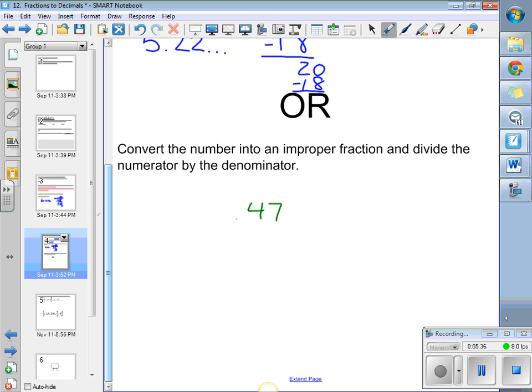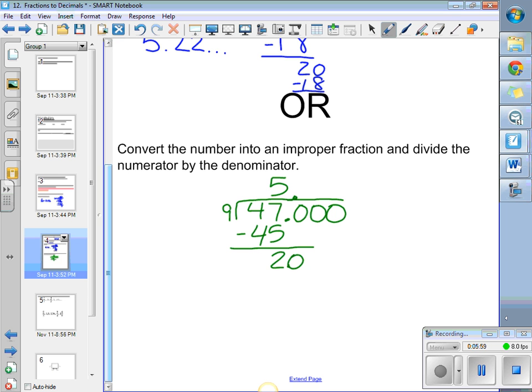47 divided by 9. Again, I can put those zeros there for my placeholder. How many 9s are in 47? There are 5. Imagine that. I multiply this out. I subtract. 47 minus 45 is 2.